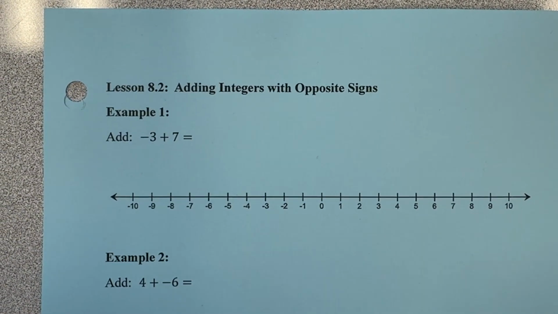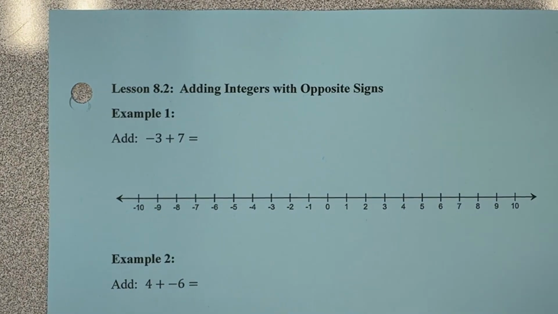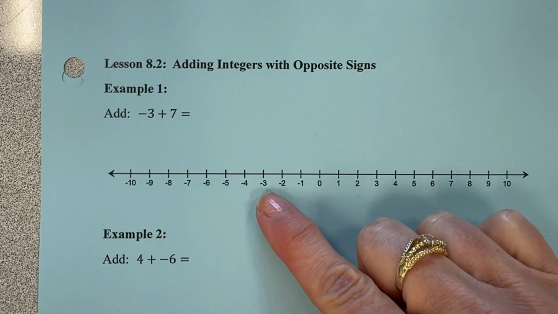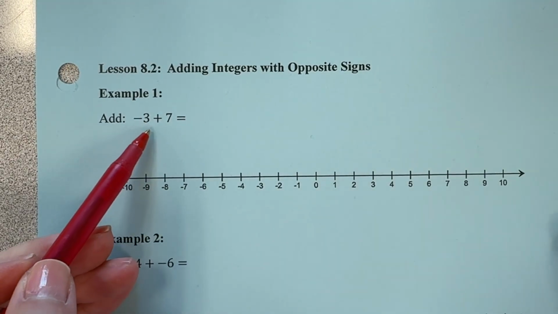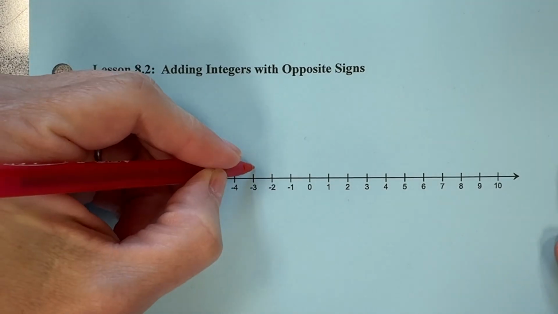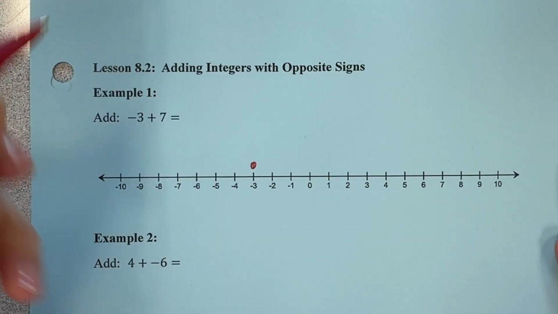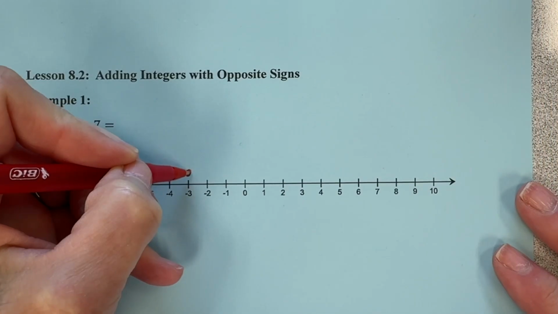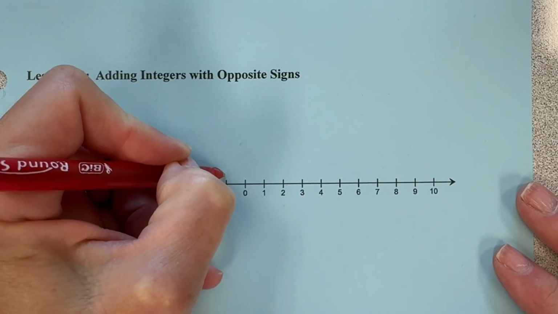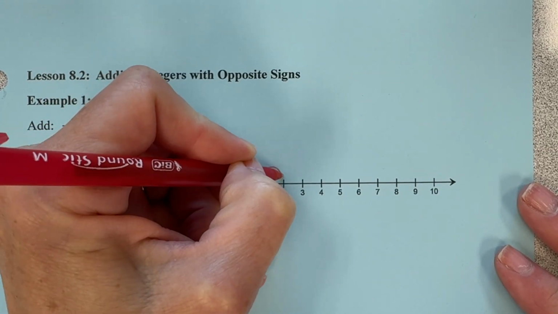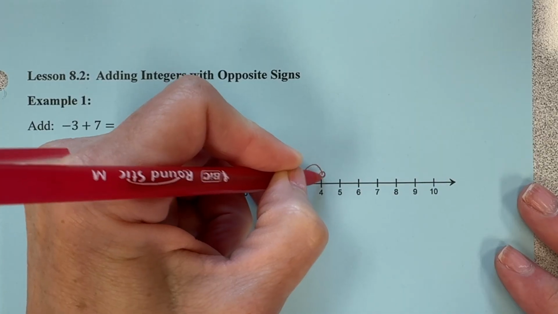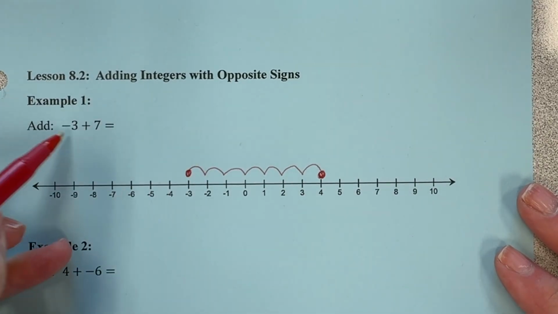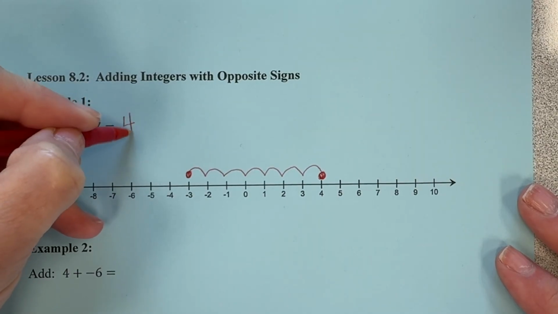So this first example says that we're going to add -3 and 7. So negative, positive. Well, let's use the number line trick. So let's start at -3. So where is that? Right here, -3. And let's hop 7 to the right. Ready? 1, 2, 3, 4, 5, 6, 7. And look where I land. I land at 4. So -3 plus 7 must be 4.